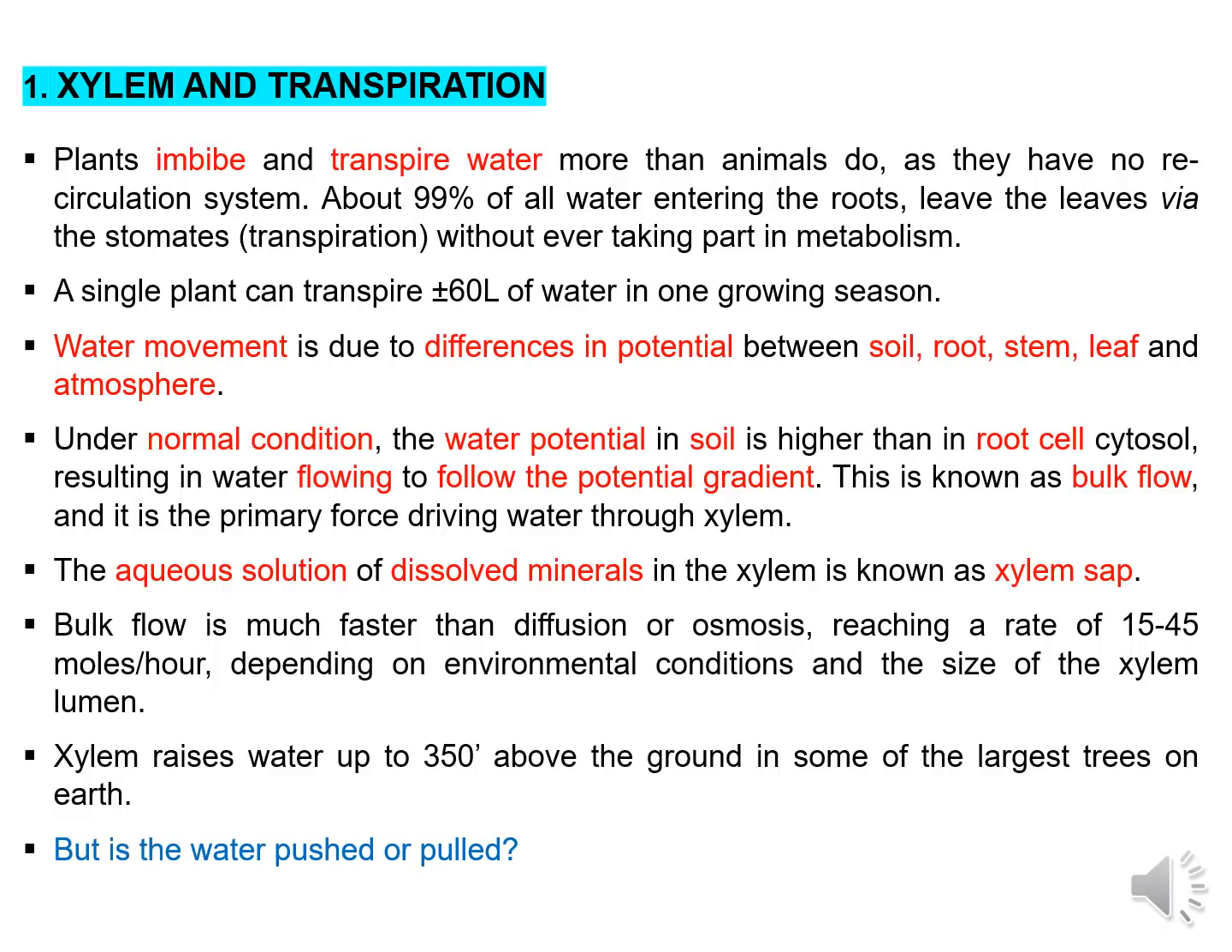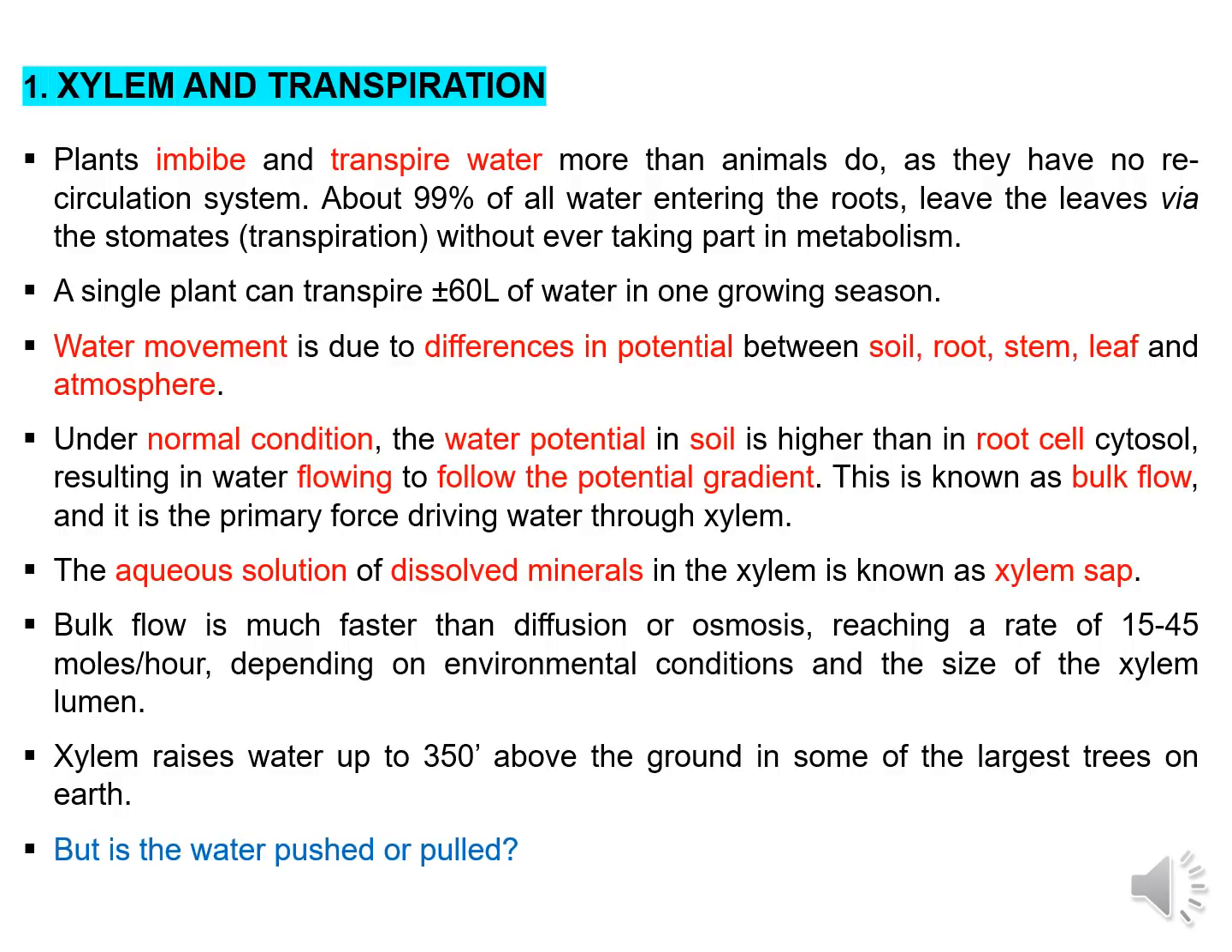The first objective of the lecture, we are going to look at xylem and transpiration. Now, plants will imbibe, absorb, and transpire water, meaning release water, more than what animals and humans do, as they have no recirculation system. About 99% of all water entering the roots leaves via the stomata through the process of transpiration without ever taking part in any metabolism.